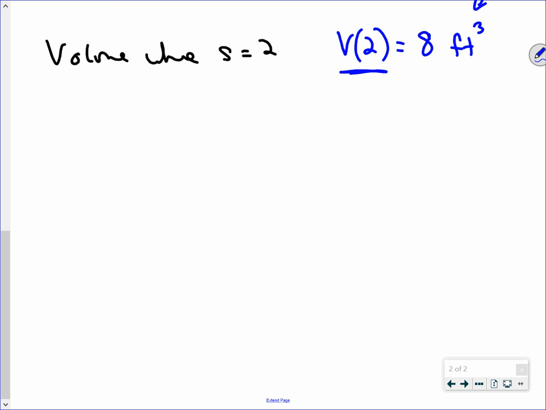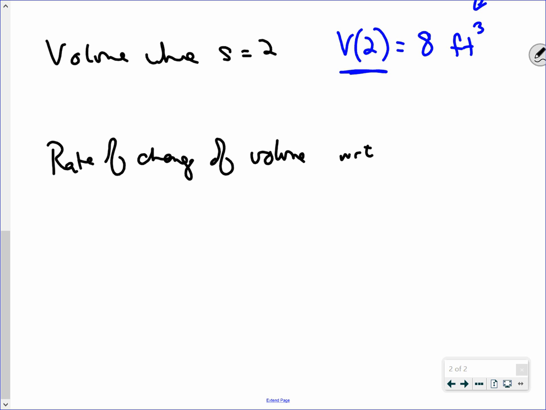Okay? If I ask you to find the rate of change of volume with respect to s when s equals 2.